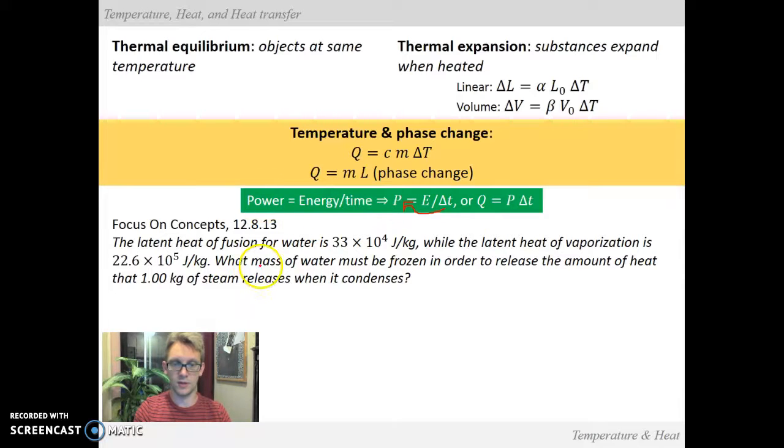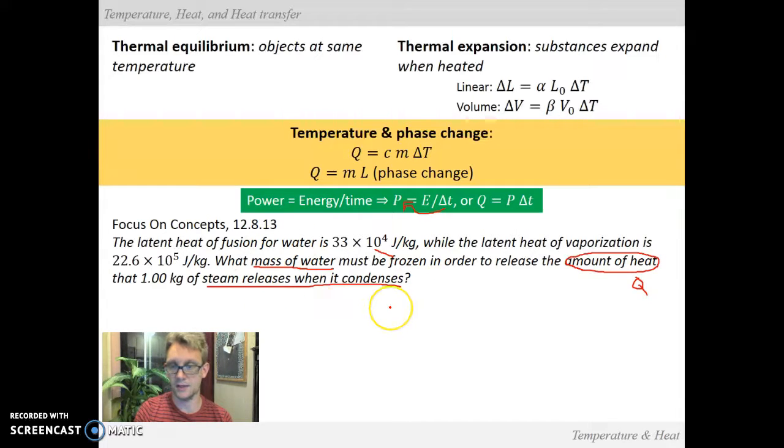So the thing that we are looking for is mass of water that must be frozen. So we're talking about the fusion of water. So it's talking about the latent heat of fusion in order to release the amount of heat. So here's the thing also that we need to be concerned about. The amount of heat, so this is referring to the Q, that 1 kilogram of steam releases when it condenses. So this, again, is talking about the phase change of steam back to water.